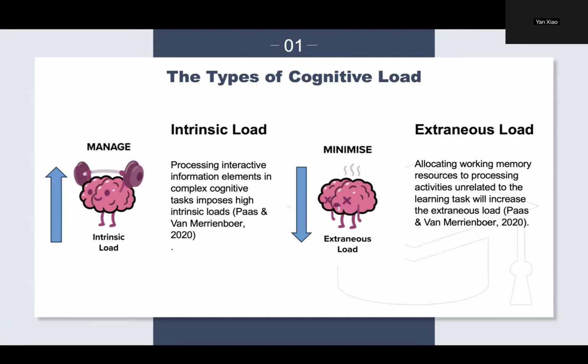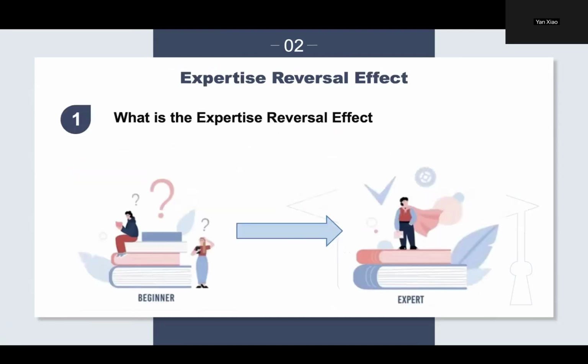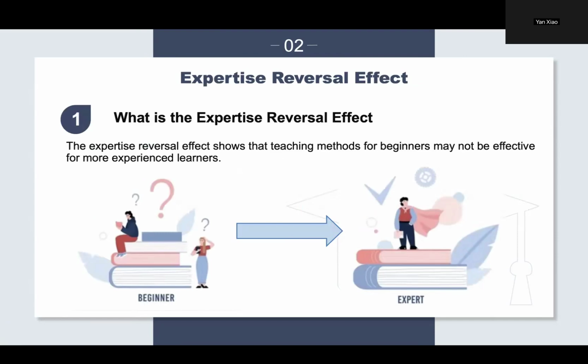The expertise reversal effect provides a good perspective to organize learners' limited working memory. The expertise reversal effect shows that teaching methods for beginners may not be effective for more experienced learners. Probably this sentence is a little abstract. I will give you simple examples from daily life to help you understand it.